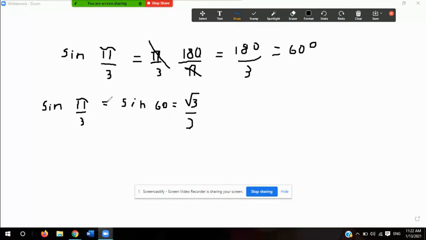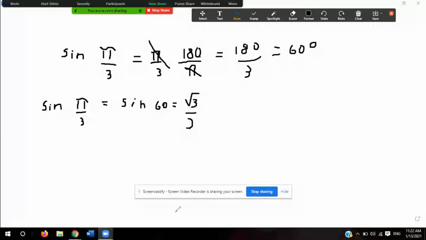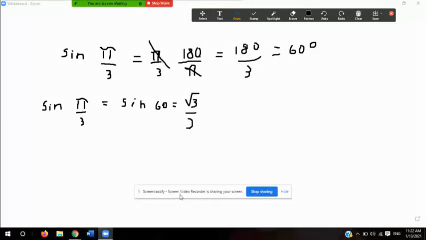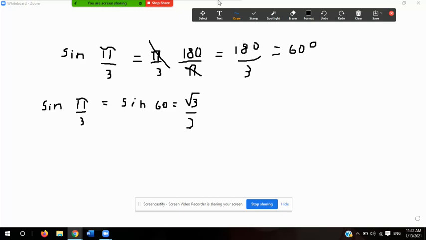So let's look at one more. Let's say I want you to evaluate the cosine of pi thirds. Now, instead of the sine of pi thirds, we're going to look for the cosine of pi thirds. So again, let's assume that you don't know the value of any of this.